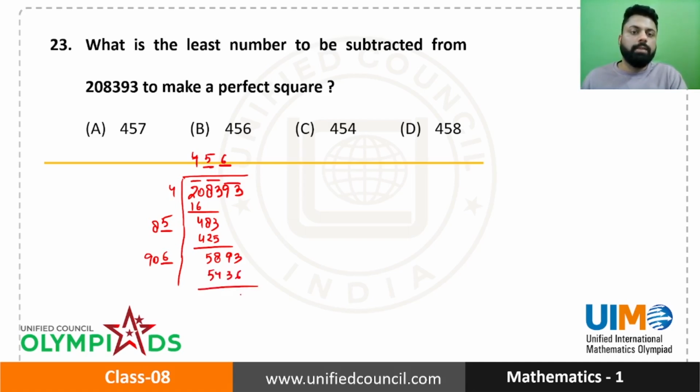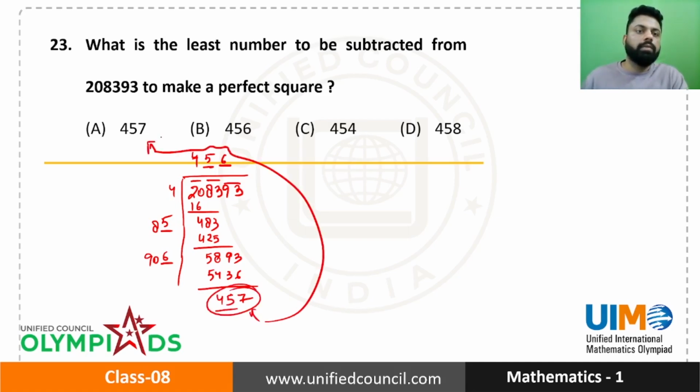5, 4, 3, 6. 13 minus 6 is 7. 8 minus 3 is 5. 8 minus 4 is 4. 457, if we subtract from it, we will get the perfect square.